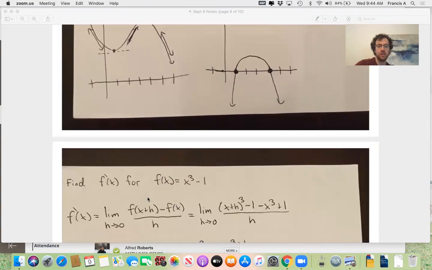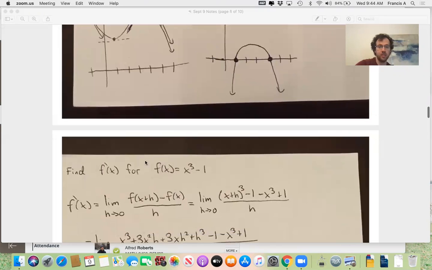So we'll start with this case. Here's this function, x cubed minus 1. Let's find the derivative of that. So the formula for the derivative, the limit, is going to be f of x plus h minus f of x over h. When we're looking at this, h is going to be the thing actually going to 0.